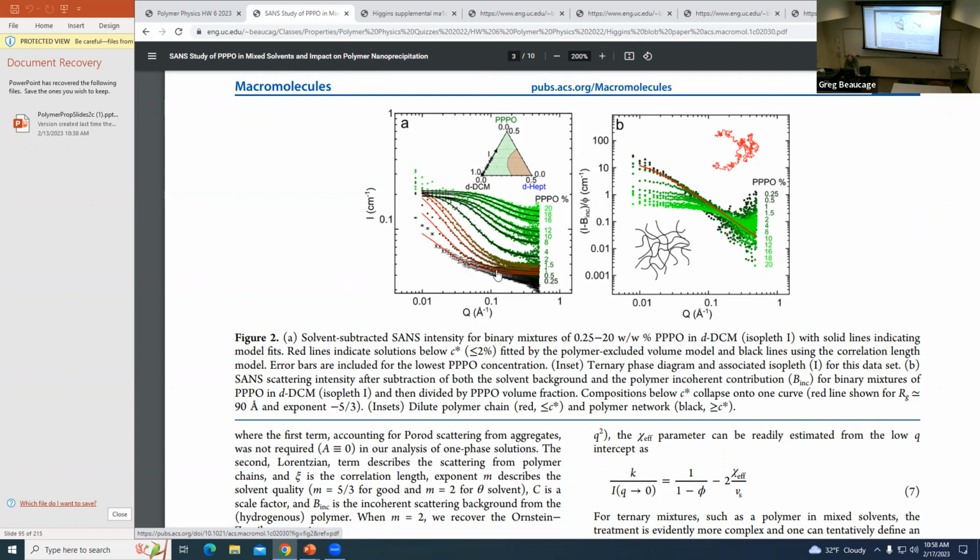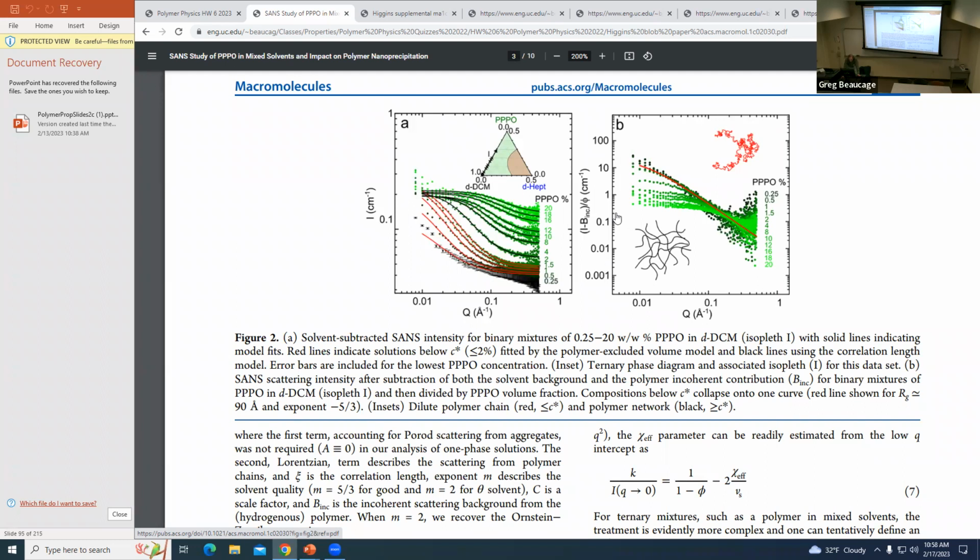Otherwise, the curves would go up. Like here, these are no concentration, so they go up, up, up with concentration. But if you remove that, they're all on top of each other, and they deviate from that at the concentration blob size. And the intercept over here is 1 over chi times the concentration. So at higher concentration, this thing goes up, I guess. I think that's how it works.